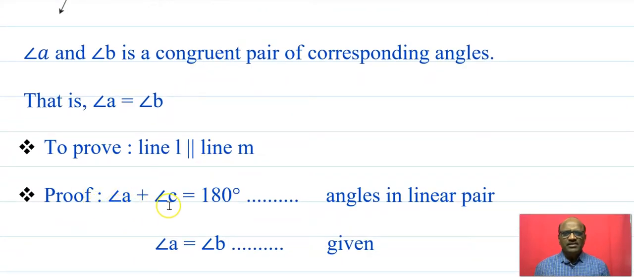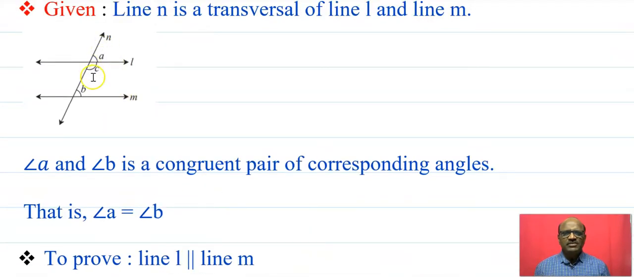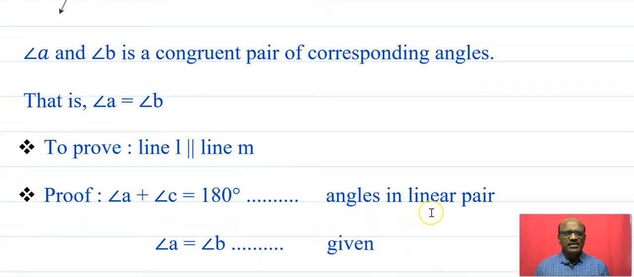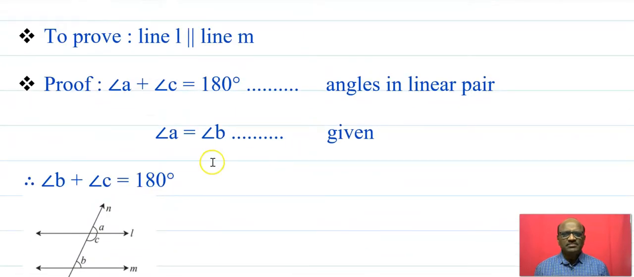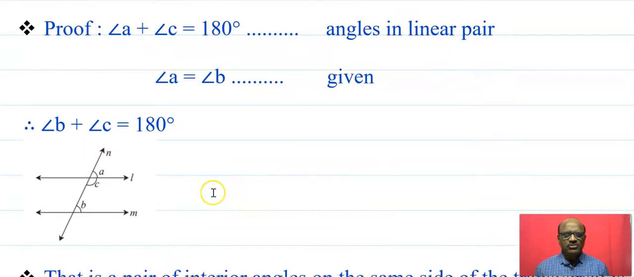What we want to prove is that line L is parallel to line M. Therefore, angle A plus angle C is equal to 180, because they are a linear pair. But it is given that A is equal to B. Therefore, we replace A by B. Therefore, the measure of angle B plus the measure of angle C is equal to 180.